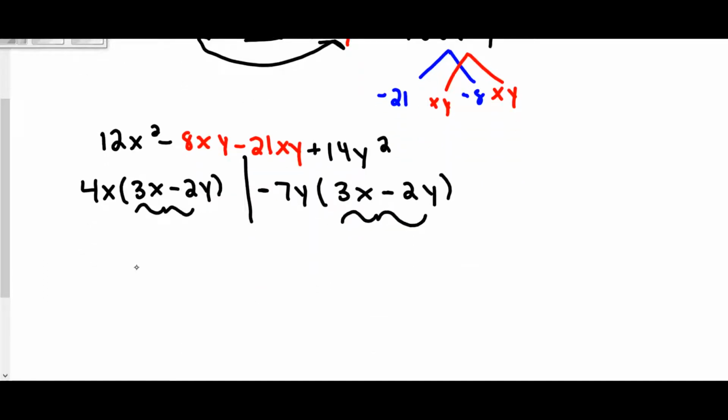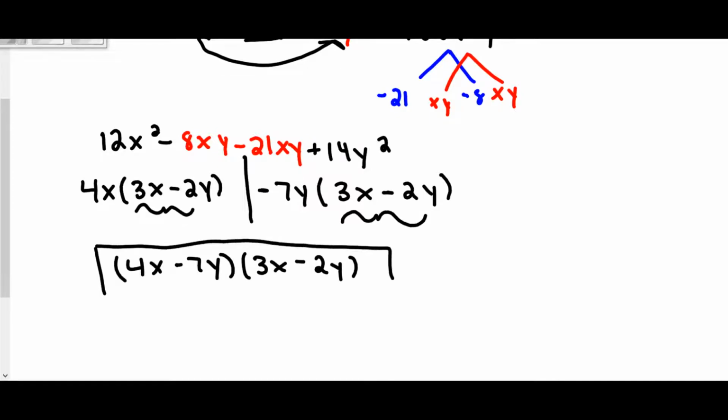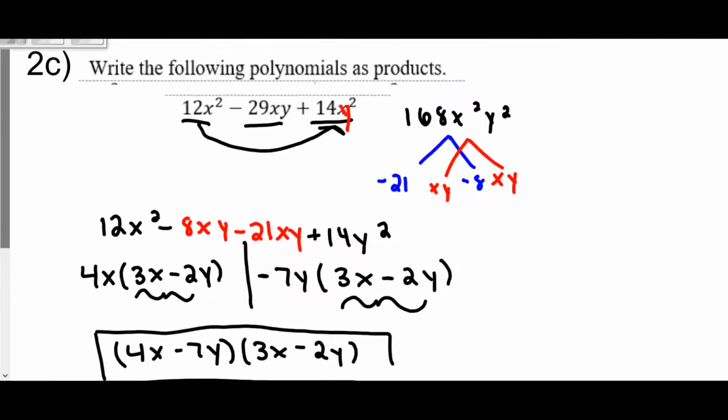Now, all you're going to do is just lump it together: 4x minus 7y times 3x minus 2y. If you were to multiply out these two binomials, you would end up right back at the beginning polynomial.